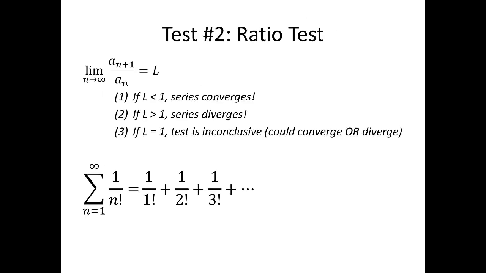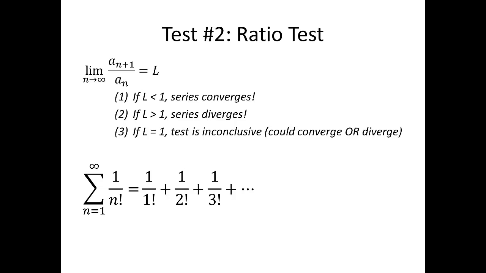Okay, so let's do another test. This test is called the ratio test. You're going to look at the ratio of the n plus first term over the nth term as n approaches infinity. And if that ratio is smaller than 1, your series is going to converge. And if the ratio is larger than 1, it will diverge. And if it equals 1, then again, you can't tell. You have to use a different test.